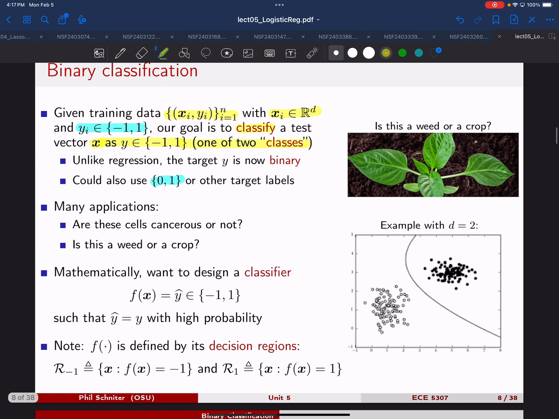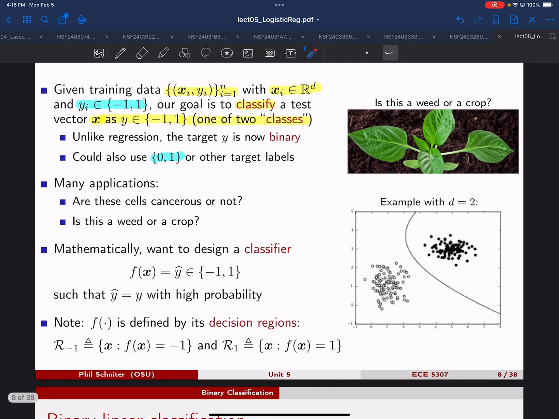Okay, so examples we've already seen: are these cells cancers or not? Another one on the right, maybe you're given this image and you're asked, is this a weed or a crop? So the important thing is that what you're trying to predict is one of two things. So we can think about designing some sort of function. We'll call it a classifier. This classifier is a function that takes in our feature vector x and returns a single binary label, in this case either 1 or -1. So this is the function that we want to design.